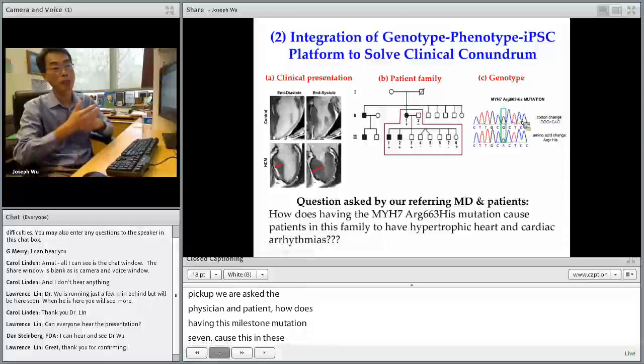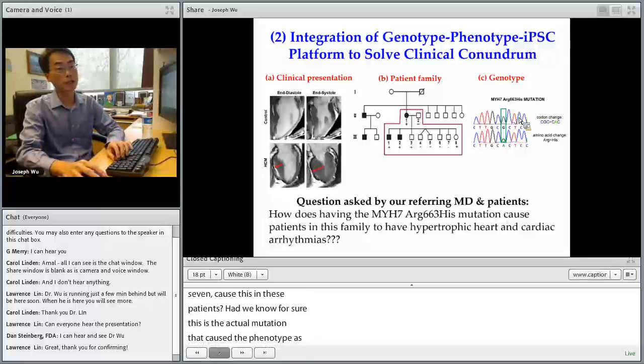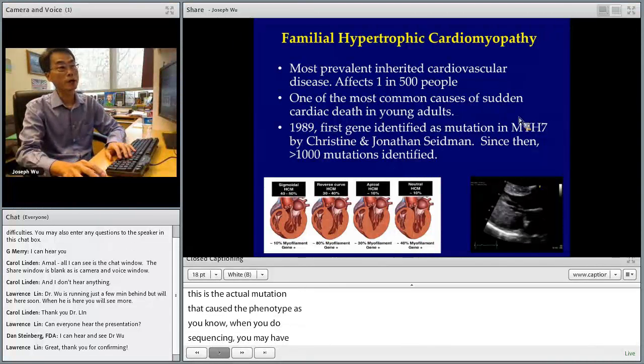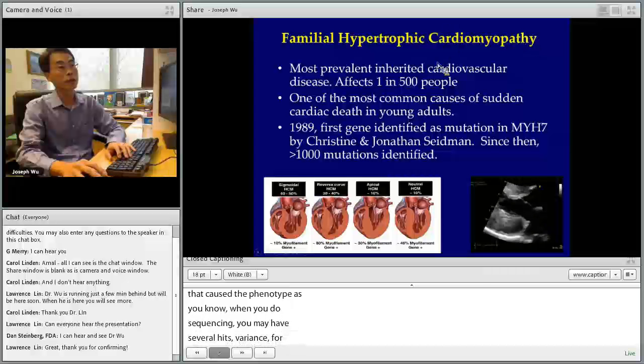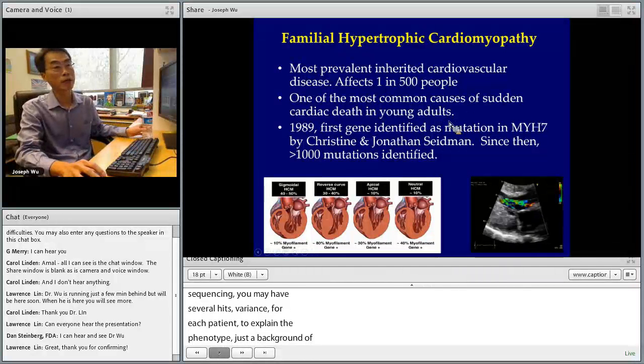Because as you know, when you do DNA sequencing, you may come up with several hits, several potential variants of mutation that could explain the phenotype. And so just a little bit of background about cardiac hypertrophy. This is the most inherited cardiovascular disease. It affects 1 in 500 people.